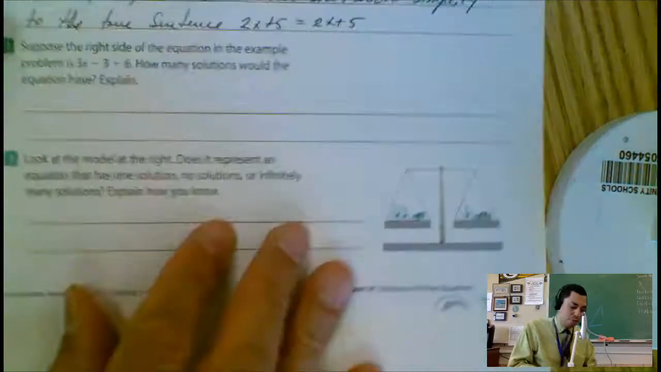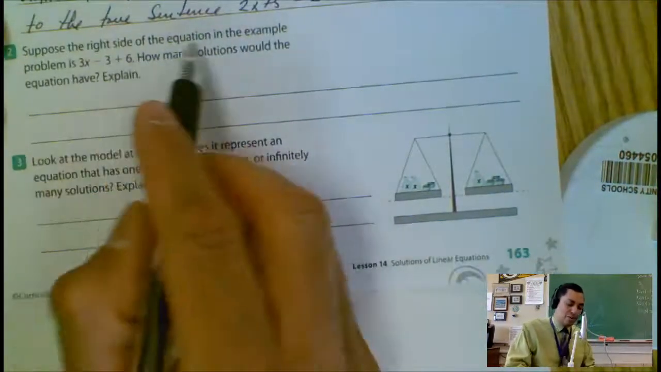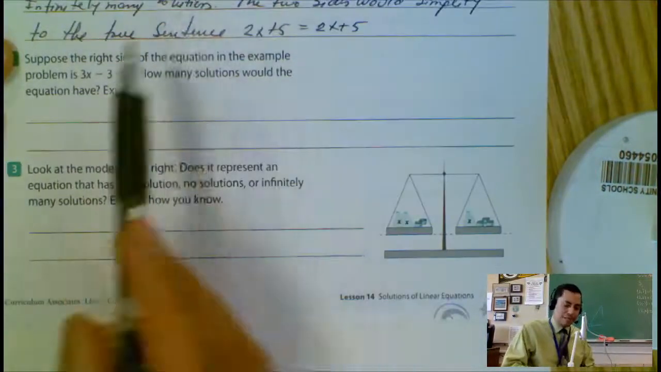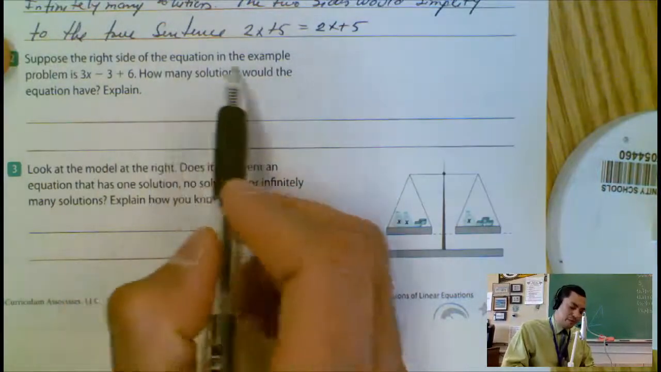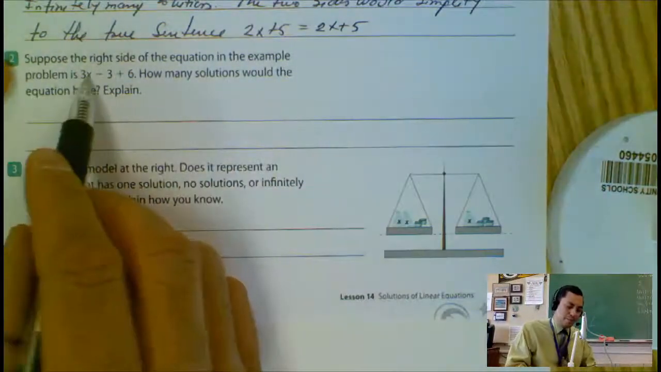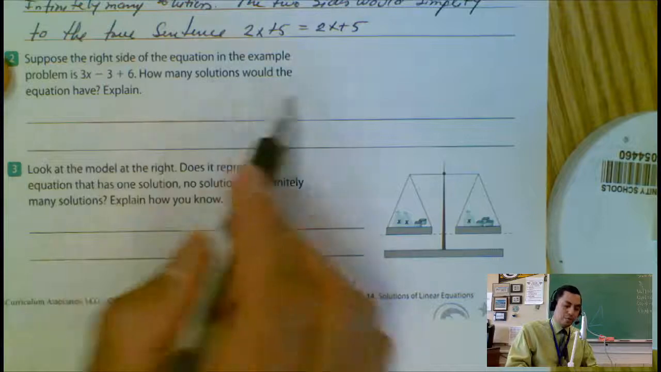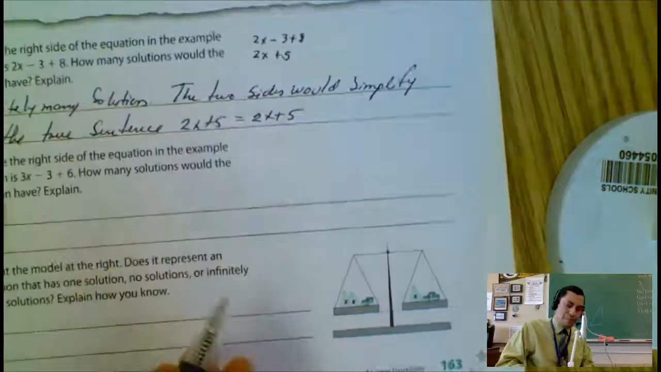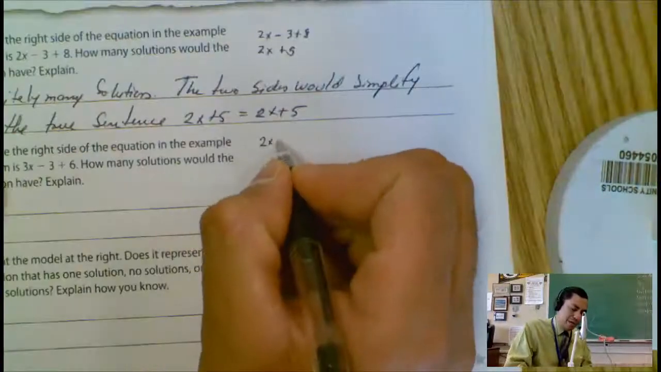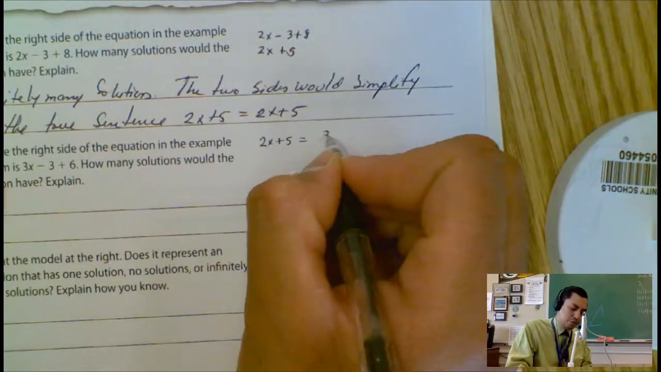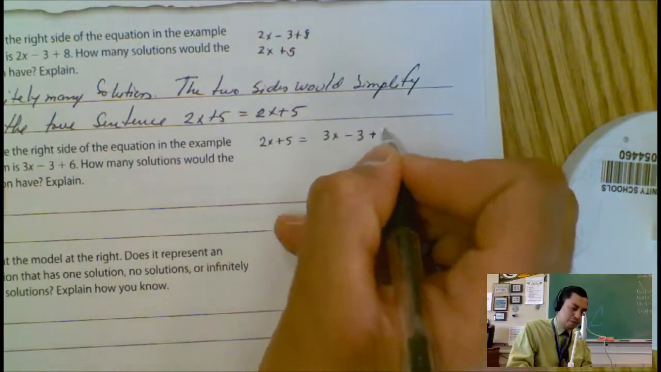Okay, number 2. Suppose the right side of the equation in the example problem is 3x minus 3 plus 6. How many solutions will the equation have? Okay, let me write this one here. So I have 2x plus 5 equals 3x minus 3 plus 6.